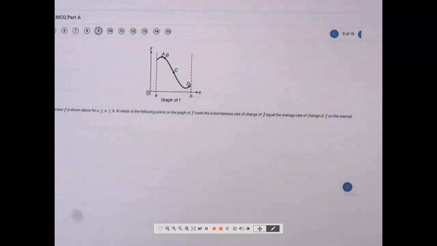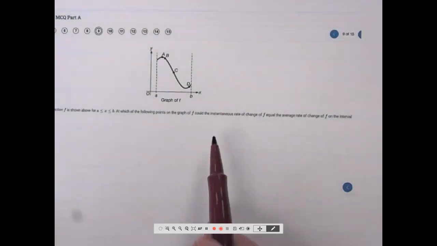The graph of the trig function f is shown above between a and b. At which of the following points on the graph of f could the instantaneous rate of change of f equal the average rate of change of f on the interval a to b? Say what? Maybe A.